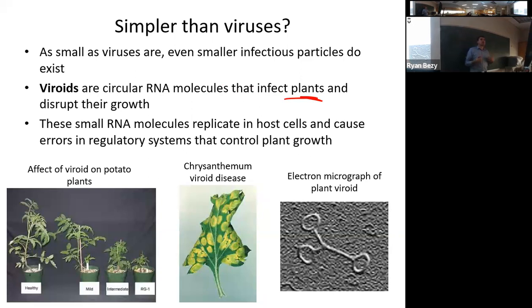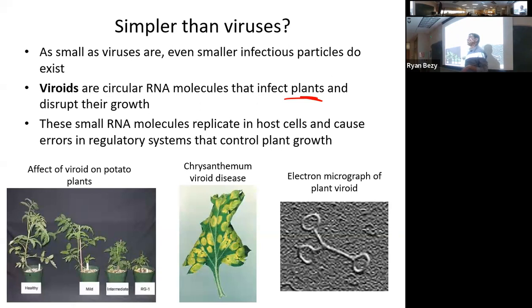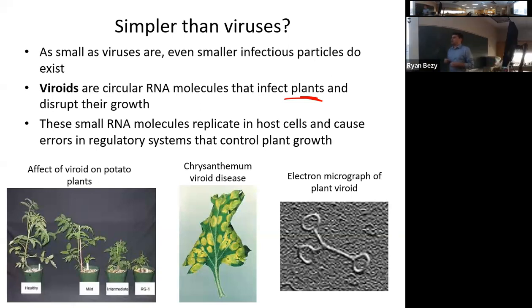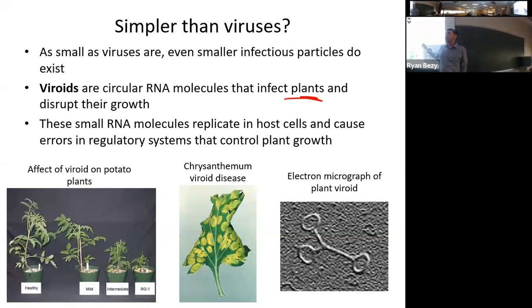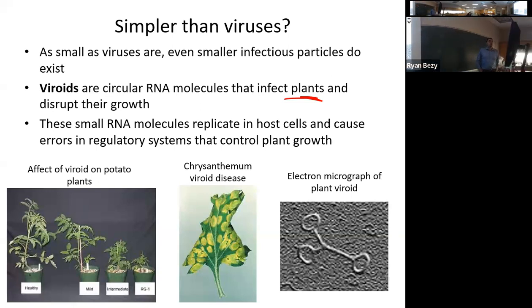These small RNA molecules can replicate inside of plant host cells, and then they cause errors in regulatory systems that control the plant growth. So for instance, this is a normal, healthy potato plant versus one with a mild viroid infection, an intermediate viroid infection, and then a severe viroid infection in this particular image. It stunts the growth when it has these viroid infections. This is a chrysanthemum leaf that has a viroid infection as well, where it's causing some lesions in the leaf too. So viroids are just these small circular RNA molecules, but they only cause disease in plants, and that's it.